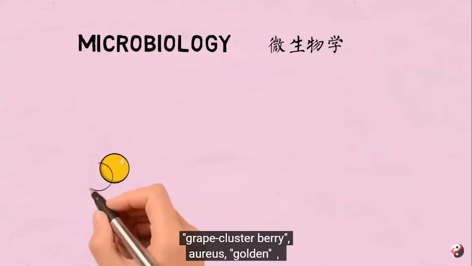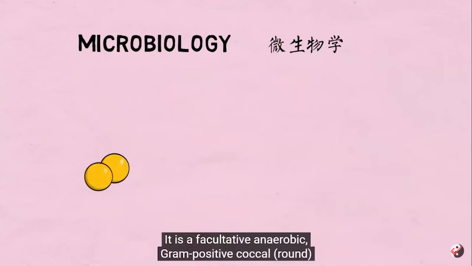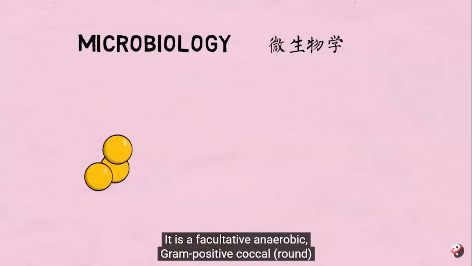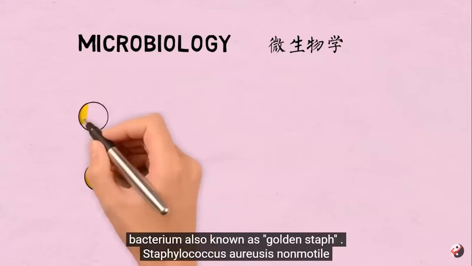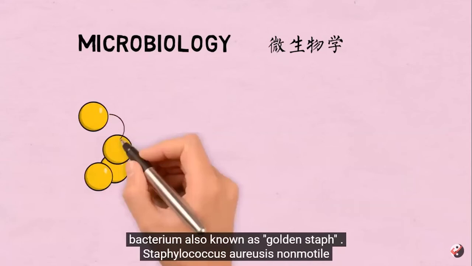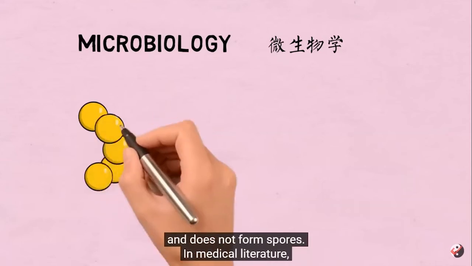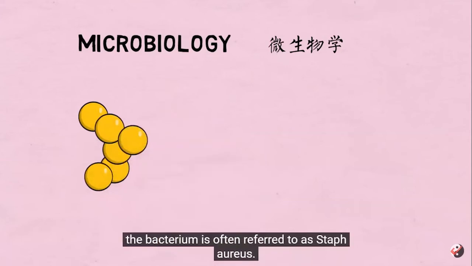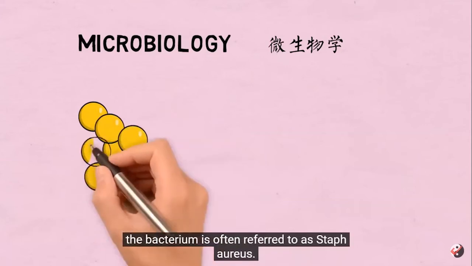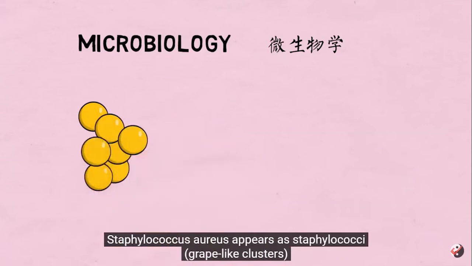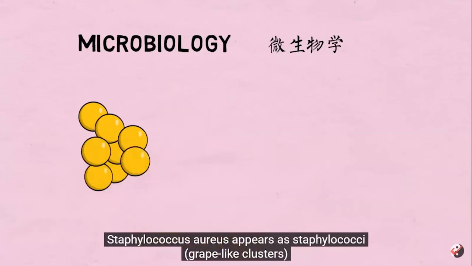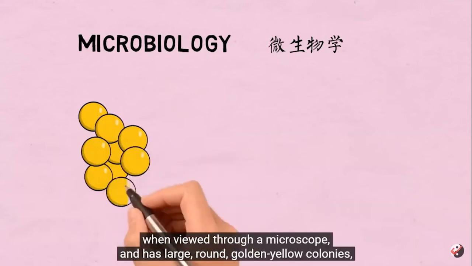Microbiology. Key characteristics of Staphylococcus aureus. Staphylococcus, grape cluster berry. Aureus, golden. It is a facultative anaerobic, Gram-positive coccus, meaning a round bacterium, also known as golden staph. Staphylococcus aureus is non-motile and does not form spores. In medical literature, the bacterium is often referred to as Staph aureus.